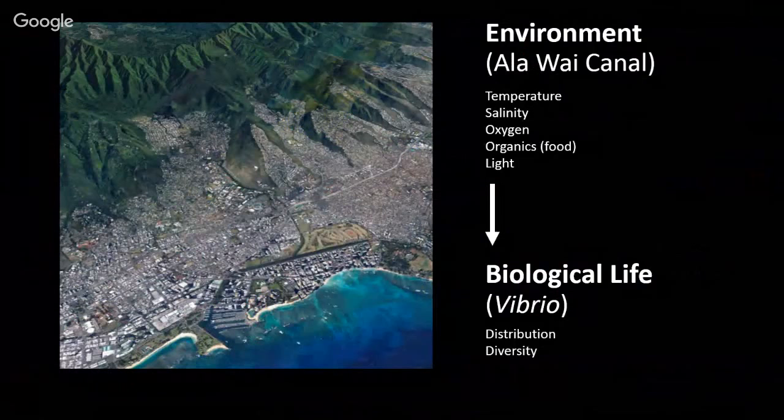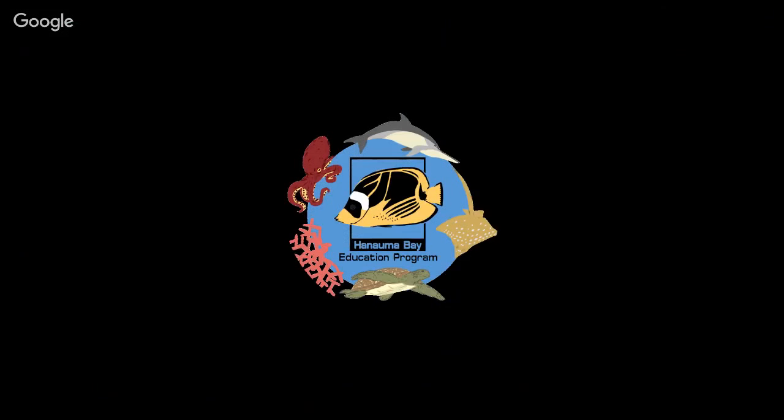The environmental conditions are really easy to measure as compared to the biological, which are relatively harder to measure. If we can understand the relationship between the environment and the biological life, we can use a model to predict the biology just by measuring the environmental conditions.